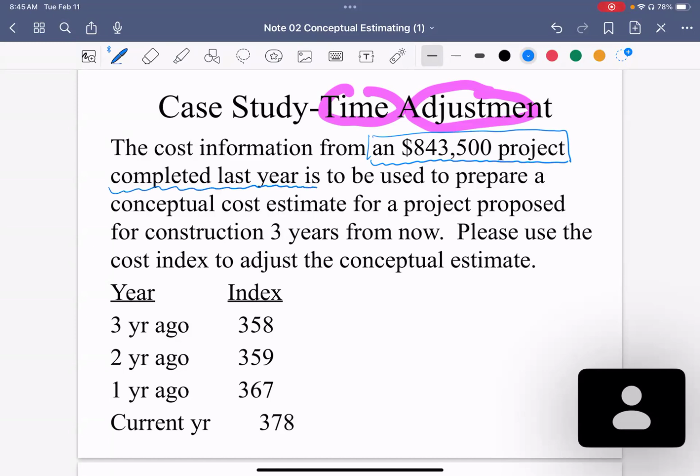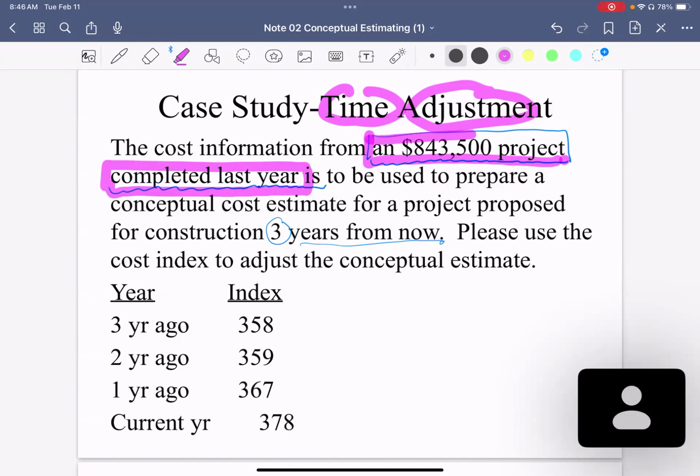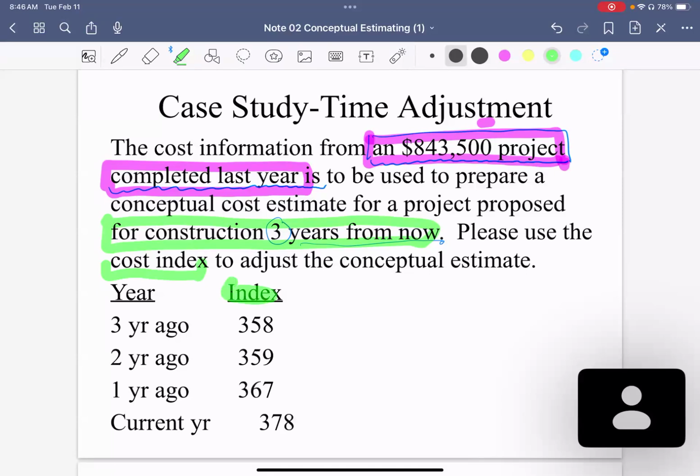The cost information for a project completed last year is to be used to prepare a conceptual cost estimate for a project proposed for construction 3 years from now. With this given information, we know a project cost, but this project was completed last year. We're going to use that information to determine the cost of a project which is going to be constructed 3 years from now. So please use the cost index, which is over here, to adjust the conceptual estimate. This is the given project, and we know it's from last year, and our new project will be 3 years from now.